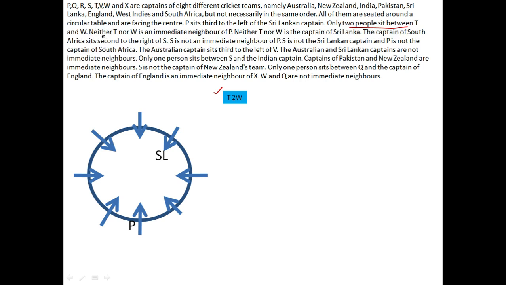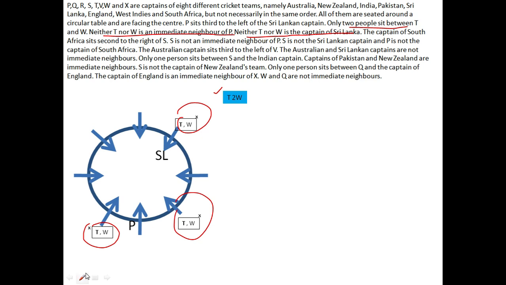Now the next statement is saying neither T nor W is an immediate neighbor of P. Okay, so that means T and W cannot come at this position, which has been represented like this, or at this position, which has been represented like this. Similarly, at this position also T and W will not come, which can be represented with the next statement, that is, neither T nor W is the captain of Sri Lanka. Okay, so taking all these statements into account, and the previous statement which we were not able to represent in the figure, we can work out where T and W will come. So let's take the example.